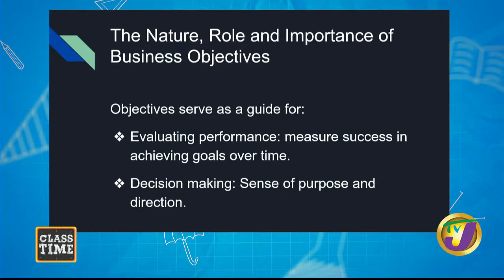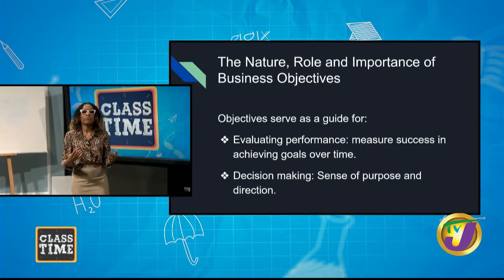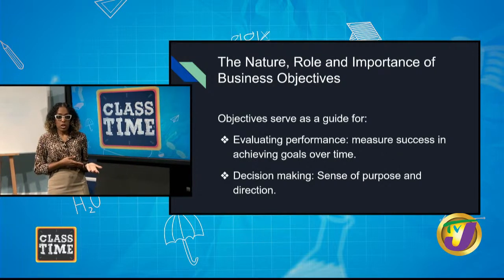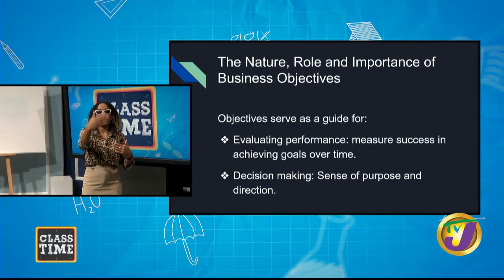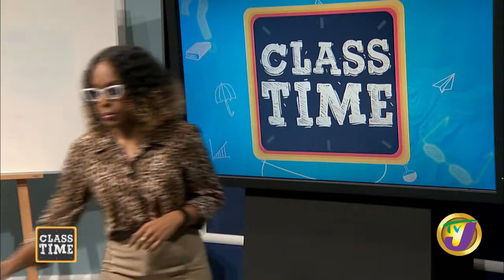The next one is for decision making, sense of purpose and direction. We want to know, as managers or even employees, because we're going to be involved in the decision-making process, that for this decision we need to reach certain levels, we need to achieve certain things in order for us to make the best decision for our business. Because remember, this is not personal, this is not about us, this is for the business, this is for the organization that you will be working for. All right, so you want to make the best decision possible.